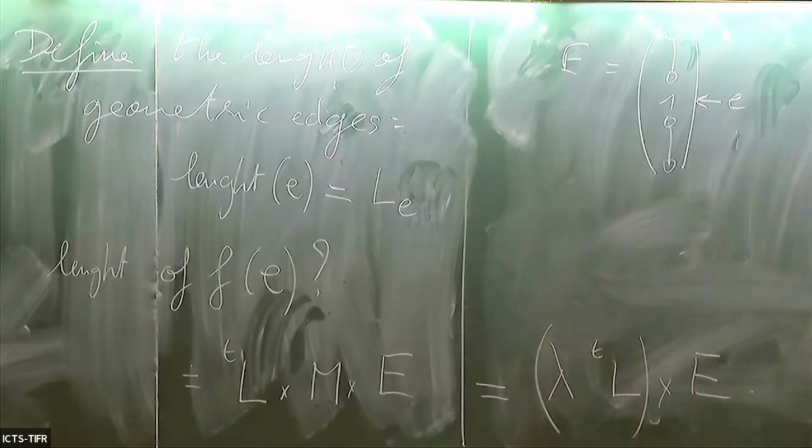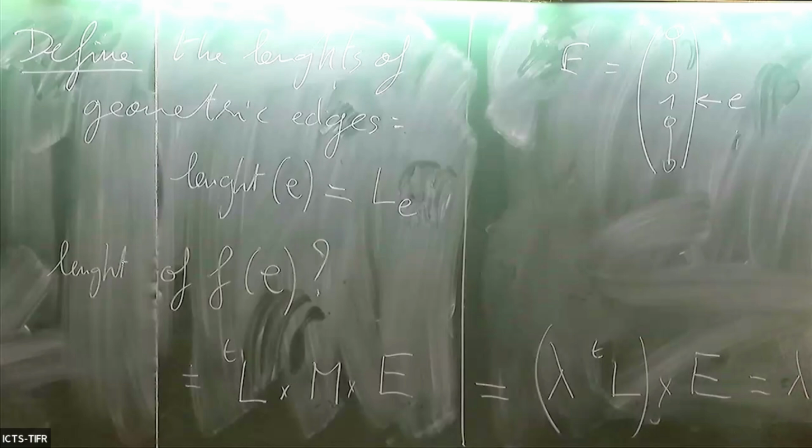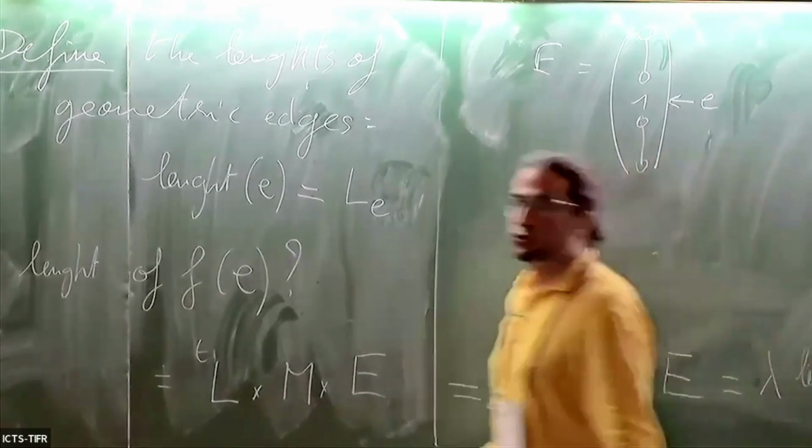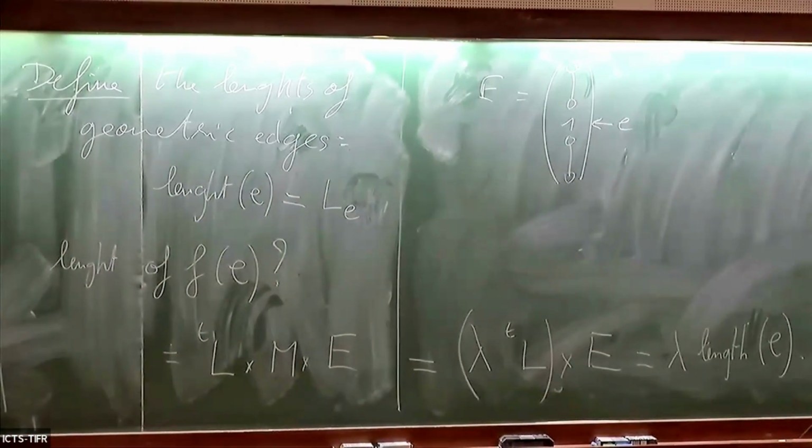Because it's an eigenvector. And now I'm multiplying lambda L by E. I'm getting only one coordinate, which is lambda, the length of E. Yeah, so to do that, I have to apply Perron-Frobenius to the transpose of the incidence matrix. So L will be the eigenvector of the transpose.